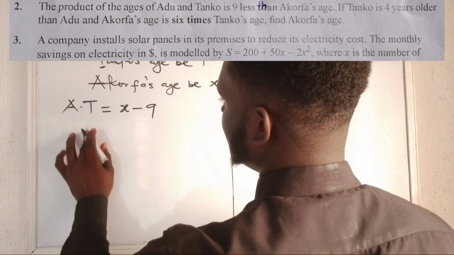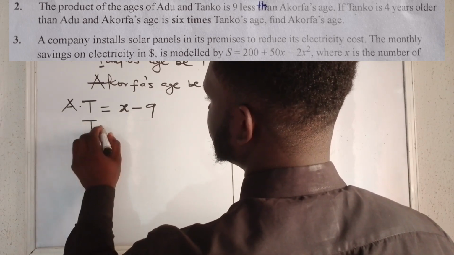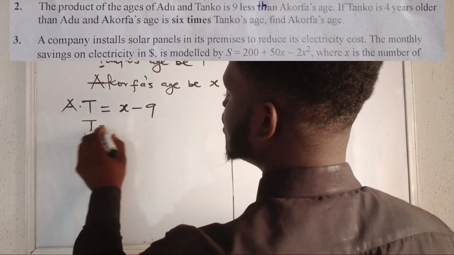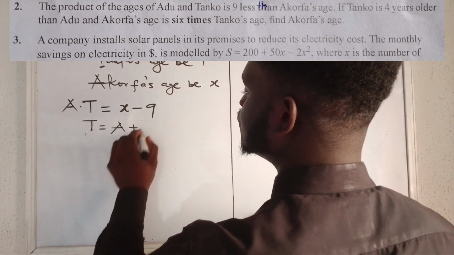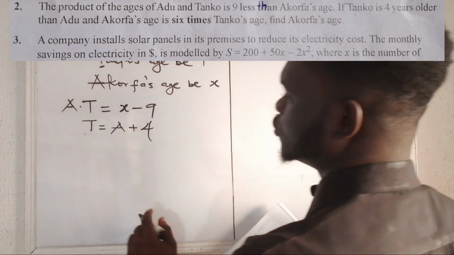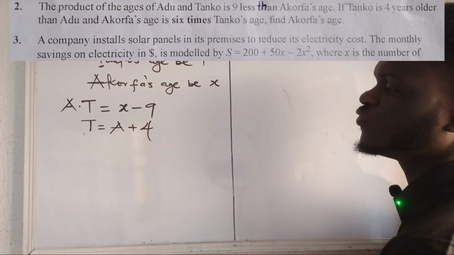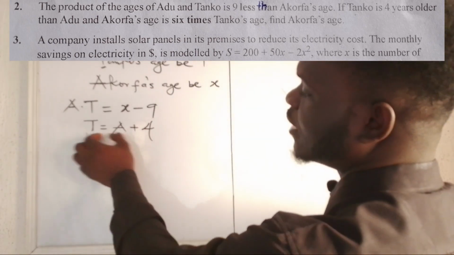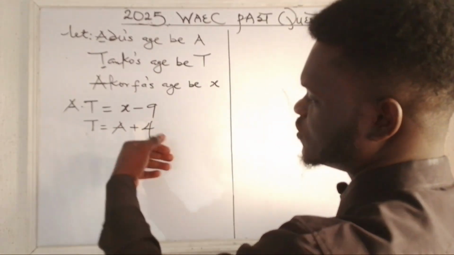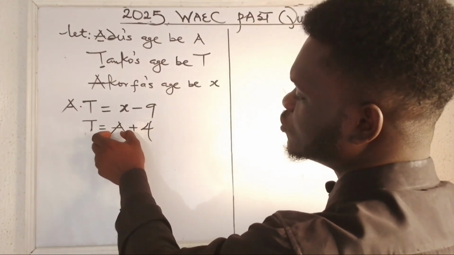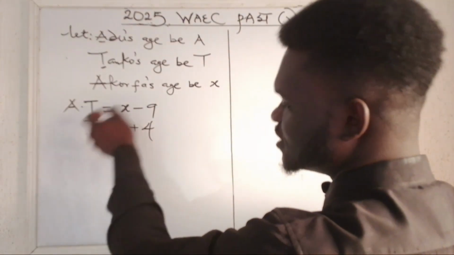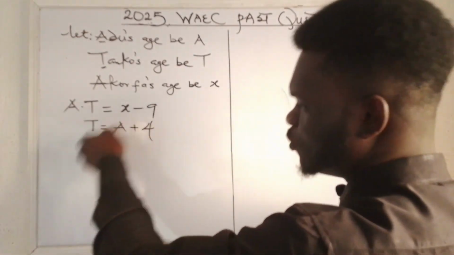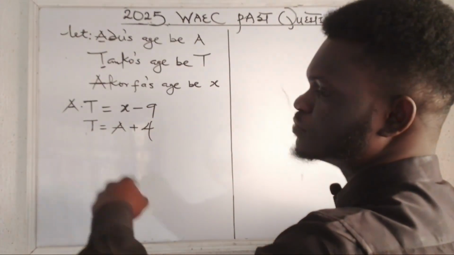Now the next one says Tanko is 4 years older than Adu. Yes, this is what the question says. That Tanko is 4 years older than Adu. If Adu is 6, Tanko is going to be 10, because he's 4 years older. So if Adu is 12, Tanko is going to be 16, because it's always 4 added to Adu's age. That's what makes Tanko's age.